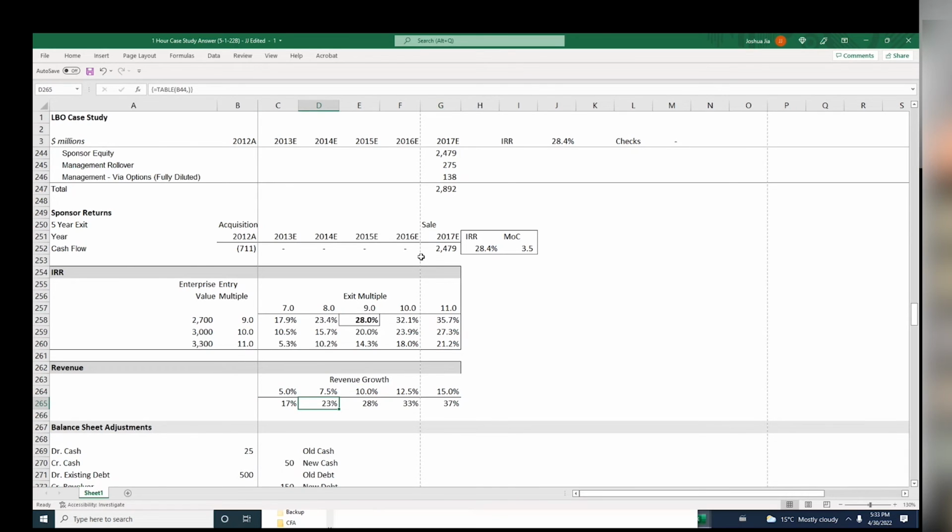Now, you're probably wondering, how do you actually do the sensitivity table? It's easy to talk about it, right? But you're probably like, oh my God, sensitivity table. Oh, how do you do it? Okay, well, it's not too hard actually. I'll walk through this one. I'm gonna kill this for a second.